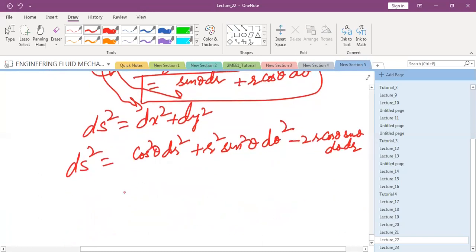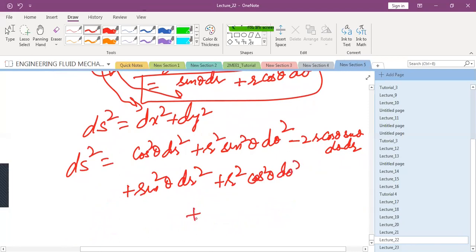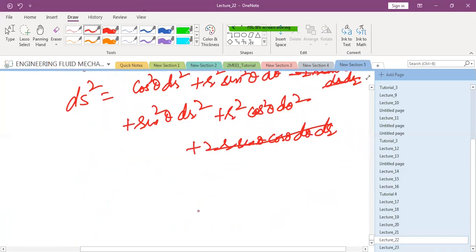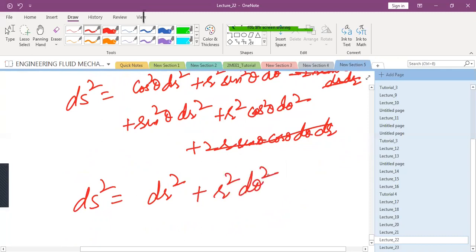Plus dy square, that is sin square theta dr square plus r square cos square theta d theta square plus 2 r sin theta cos theta d theta dr. The cross terms get cancelled out. What am I left with? ds square is equal to dr square plus r square d theta square.